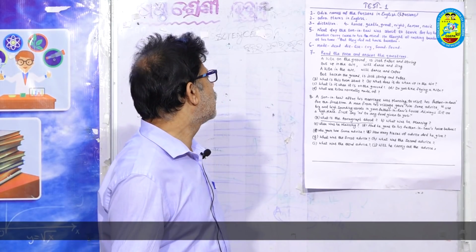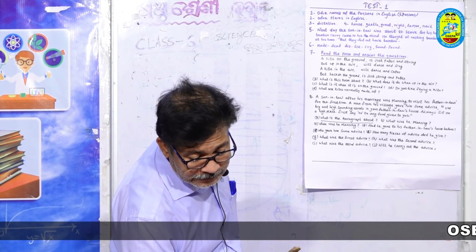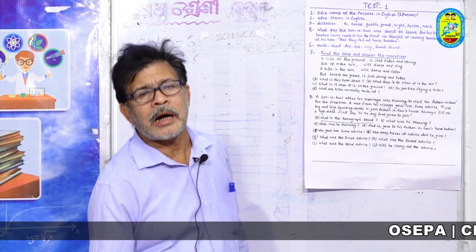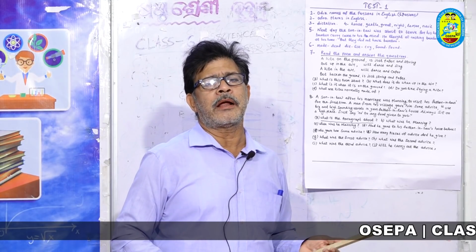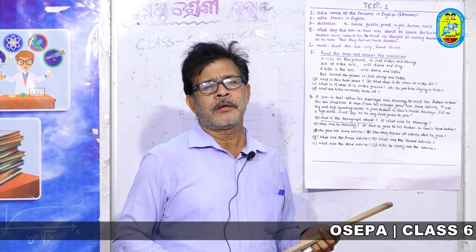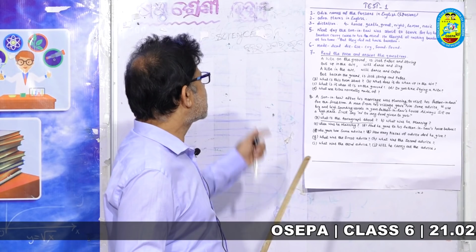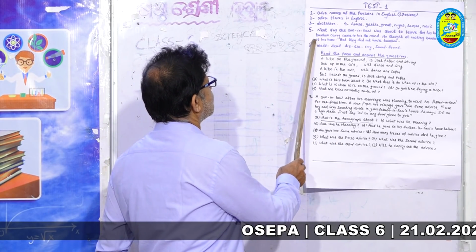That is on question number 9 and 10. 9 is another poem, and 10 an unseen paragraph. Not from your book, it is an unseen paragraph. Then we shall come to question number 5.